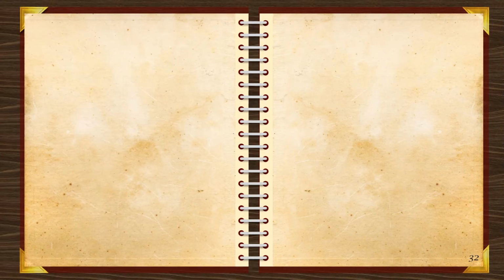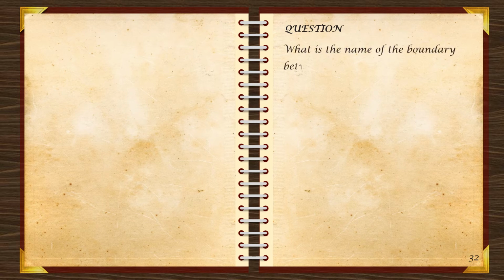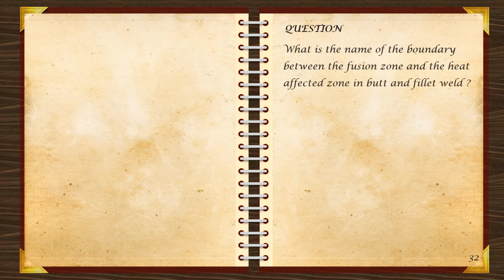Let's test the knowledge gained from the topics we have come across till now. What is the name of the boundary between the fusion zone and the heat-affected zone in butt and fillet weld? Option A, weld face. Option B, lap joint. Option C, weld junction. Option D, sealing run. Your time starts now.